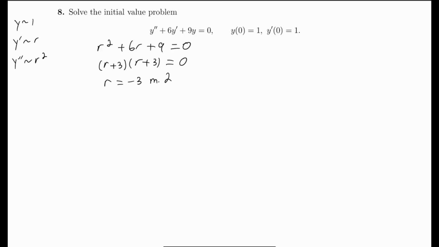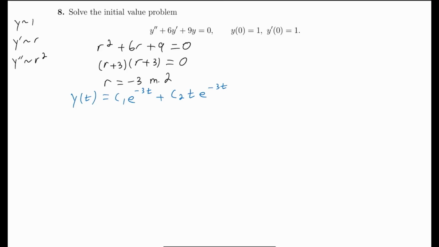This multiplicity changes how we write our general solution. So y of t, I don't think we're told what the independent variable is, so I'll use t. Y of t is equal to, we start normal, where we have c1 e to our root, so -3, e to the -3t. But then because of that multiplicity, our next term gets multiplied by our independent variable. So we have c2 t e to the -3t. The difference here is that t, right? That doesn't exist in the first term. This is now our general solution.